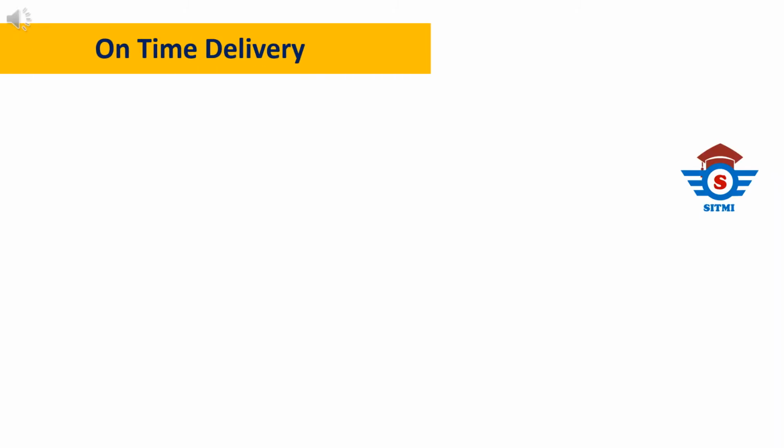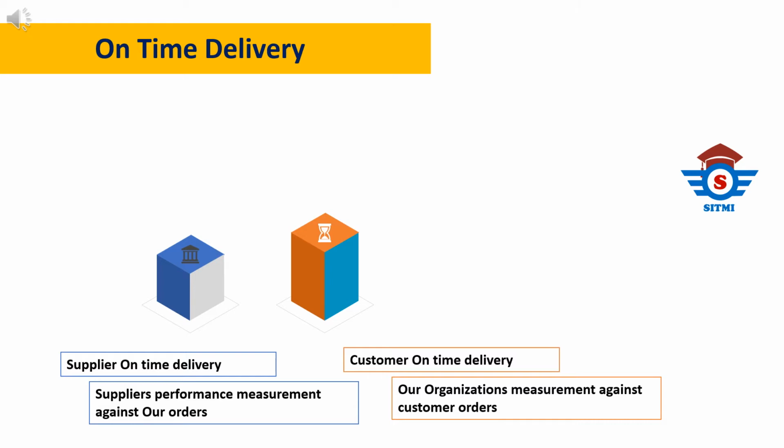Now let's move to the next metric, which is on-time delivery. In the context of on-time delivery, it stands on two dimensions. One is on-time delivery of suppliers, and second is on-time delivery for customers. On-time delivery of suppliers measures suppliers' performance based on their commitments or lead times. However, on-time delivery for customers is simply the organization's performance for its customers.